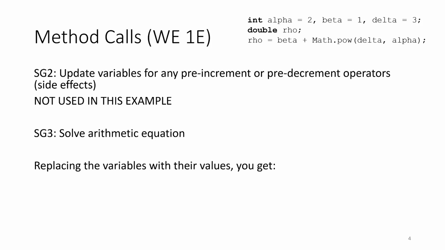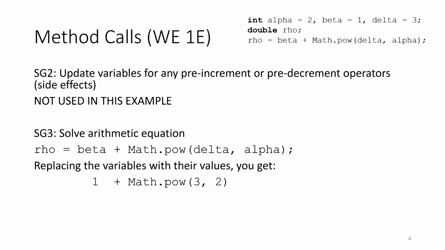Subgoal 2 is not used in this example. Subgoal 3 says to solve the mathematical expression. Replacing the variables with their values, beta has a value of 1, delta has a value of 3, and alpha has a value of 2. So we have the expression 1 plus Math.pow(3, 2).